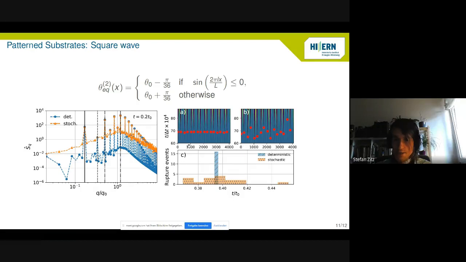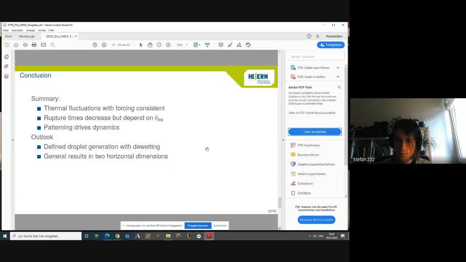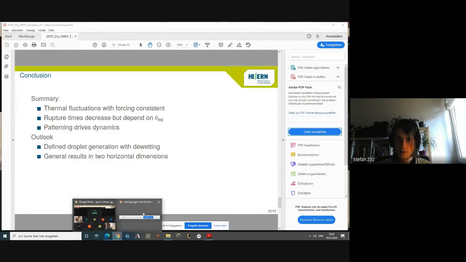And here is the distribution of these rupture events, where we see again this delta-like peak for the deterministic simulation, while for the set of stochastic equations we see a broad distribution of these rupture events. And since I'm already over time, I'm sorry for that, I'm just gonna throw the summary at you. We hope that our model is consistent with thermal fluctuations, or we think so. We saw a dependence on the contact angle for the rupture times, and the patterning drives the dynamics of our simulations. And with this, I'd like to thank you for this conference, and I'll give the word back to you.